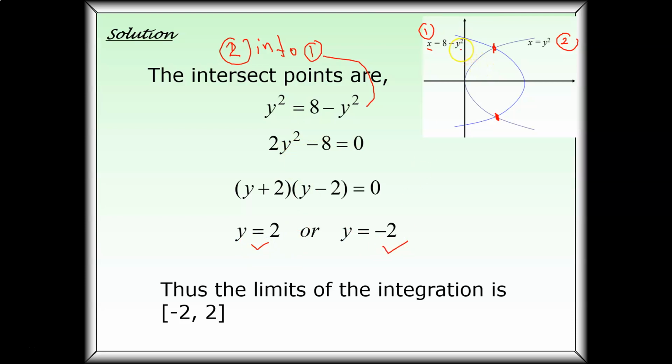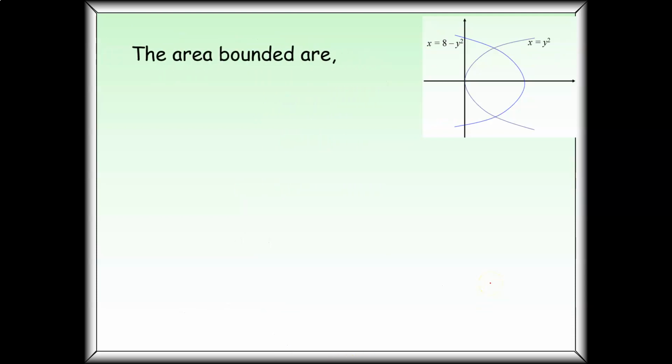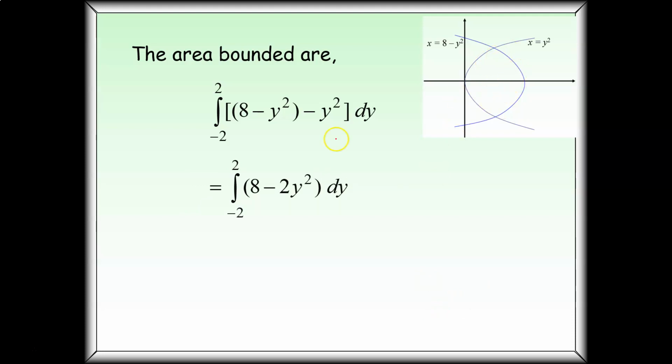negative 2. So we can say that this line over here, this is y equal to negative 2. And this one over here ni y equal to 2. Inilah dia punya line. So thus the limit of the integration is from negative 2 to 2. Limit of the integration maksudnya dia start from negative 2 to 2. Okay, now you can find the area of the bounded area atau the shaded area yang dekat tengah ni yang terangkum. So there it will become integration from negative 2 to 2.